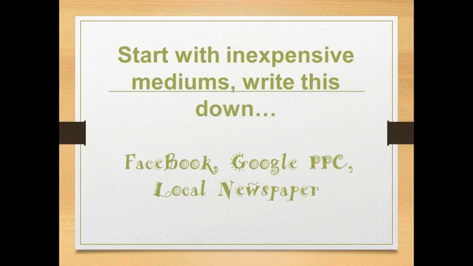So please write this down. The mediums that I'd like you to begin with to start making money right away, if you don't have a lot of money: start with Google pay-per-click, find inexpensive local newspapers, and run classified and display ads. These are the mediums. Those are the methods of delivering your marketing message that I'd like you to begin with.